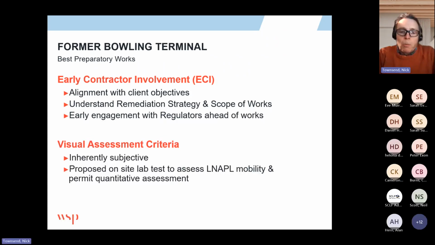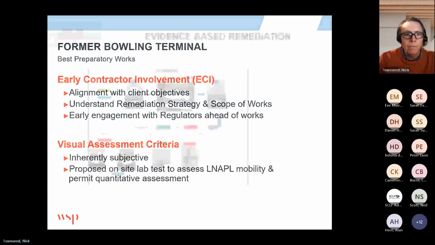An example of the change proposed was the visual assessment criteria. Our Belgian colleagues have a very binary approach. They like definitive answers such as yes or no, and they accordingly raised concern over the subjectivity of any visual assessment, viewing that one person's clean is another's dirty. So they proposed a bespoke field test to assess LNAPL mobility within soils.